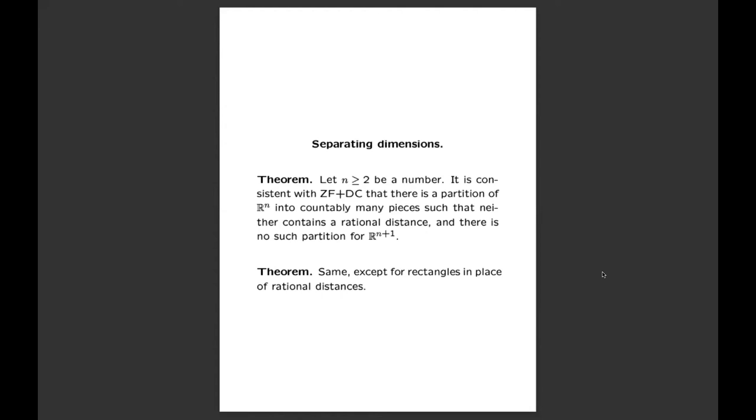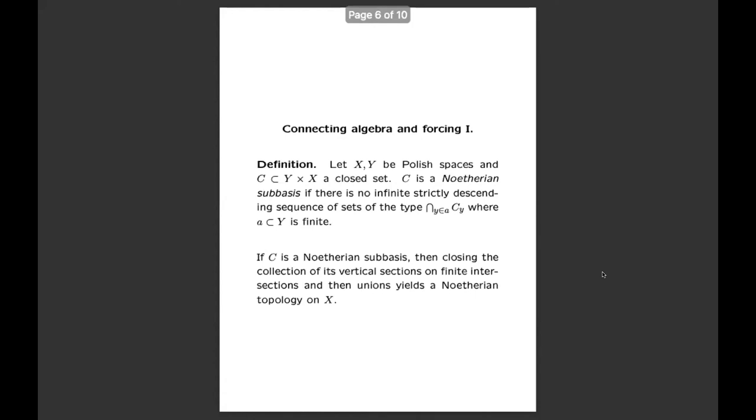All right, so how do you actually do it? What is the set theory behind this? I will tell you how to connect algebra and forcing. It was quite a mystery to me in the beginning, and now there's a coherent theory. So I will start with a simple descriptive set theory concept.